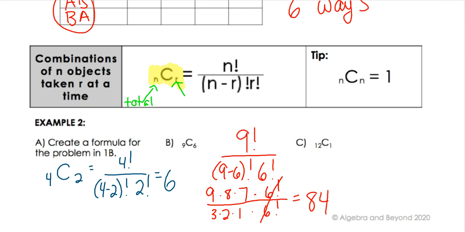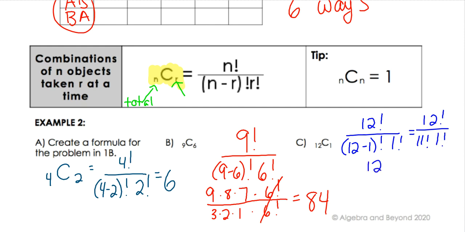All right, and then this time we have 12 items we're choosing from, and we just get to pick one of them. So the formula would look like 12 factorial over 12 minus 1 factorial times 1 factorial. All right, so again, kind of shortcutting it here. That would be 12 factorial over 11 factorial times 1 factorial.